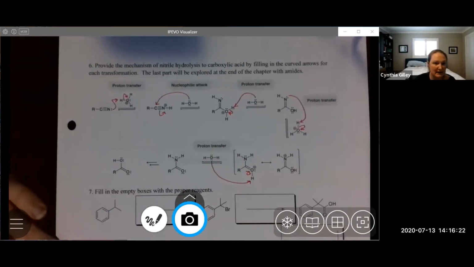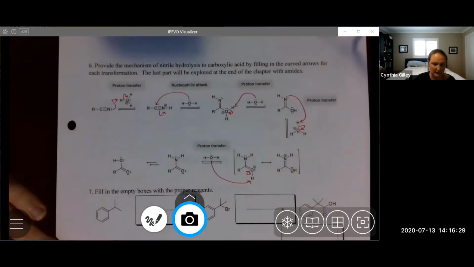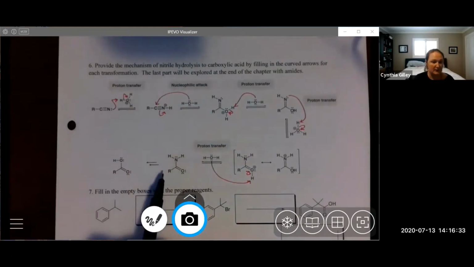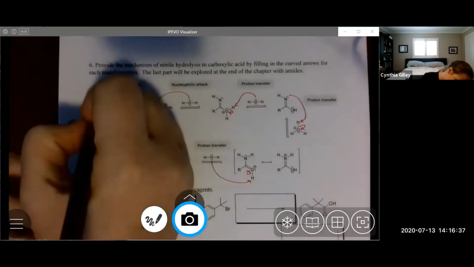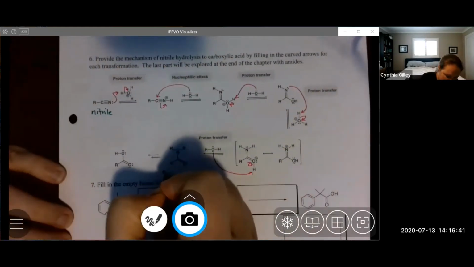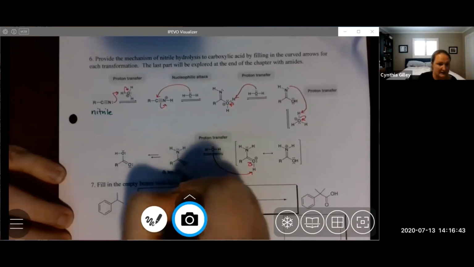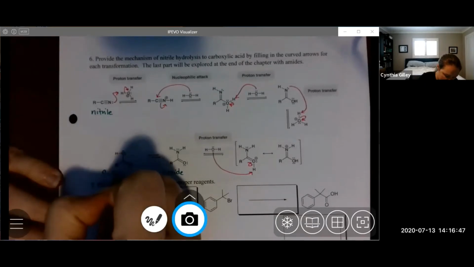So really, it's mostly a series of proton transfers with the nucleophilic attack of water to get from a nitrile to an amide. Label those. Easy to recognize the reaction. And then later we'll see the hydrolysis of an amide all the way to a carboxylic acid.